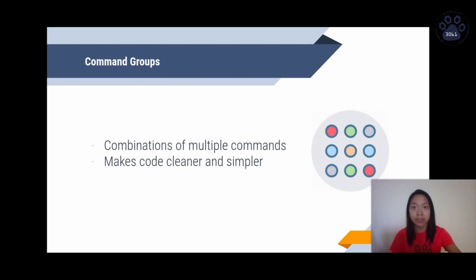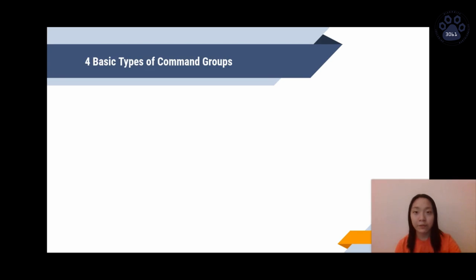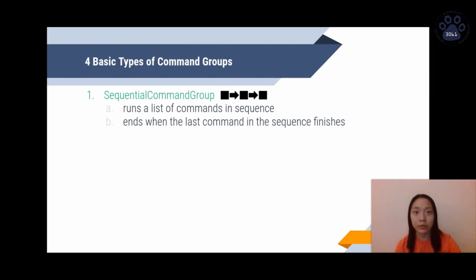As the name suggests, command groups are combinations of multiple commands, which allows code to be much cleaner and simpler. There are four basic types of command groups. A sequential command group runs a list of commands in sequence. The first command will start executing, and once it has finished, the second command will start executing, then the third, and so on. The sequential command group ends when the last command in the sequence has finished.